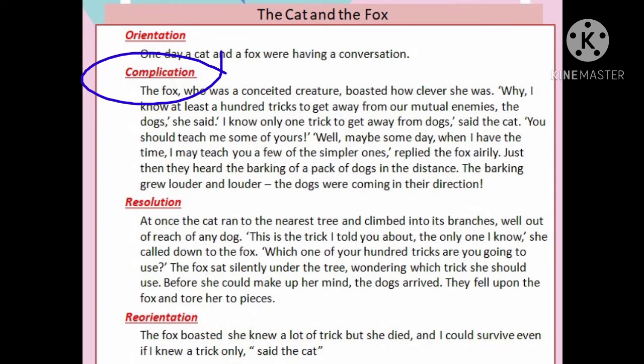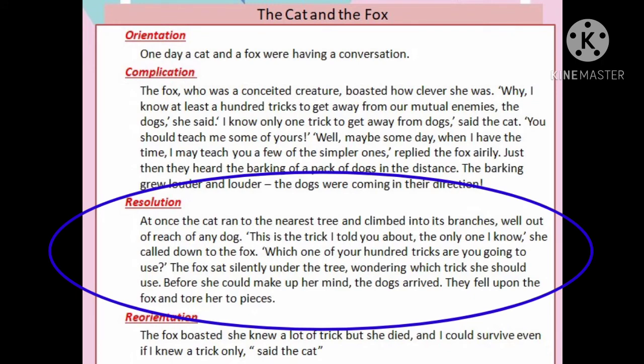Next, at once the cat ran to the nearest tree and climbed into its branches, well out of reach of any dog. "This is the trick I told you about, the only one I know," she called down to the fox. "Which one of your 100 tricks are you going to use?" The fox sat silently under the tree, wondering which trick she should use. Before she could make up her mind, the dogs arrived. They fell upon the fox and tore her to pieces.